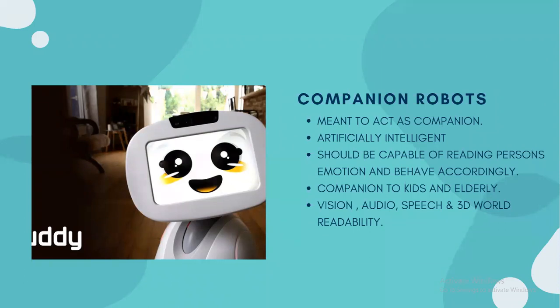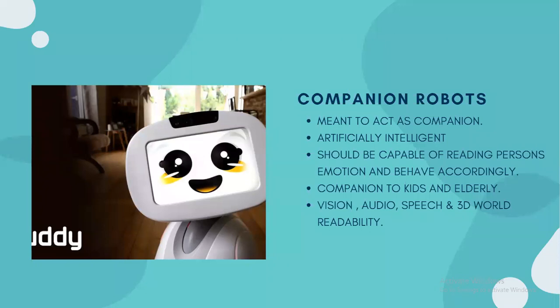That is, it should be able to understand the emotions of the person it is talking with. Then based on those emotions, it should have a feedback system and behave accordingly. If you have seen the Android Kunjappan, its basic concept is that of a companion robot, right?